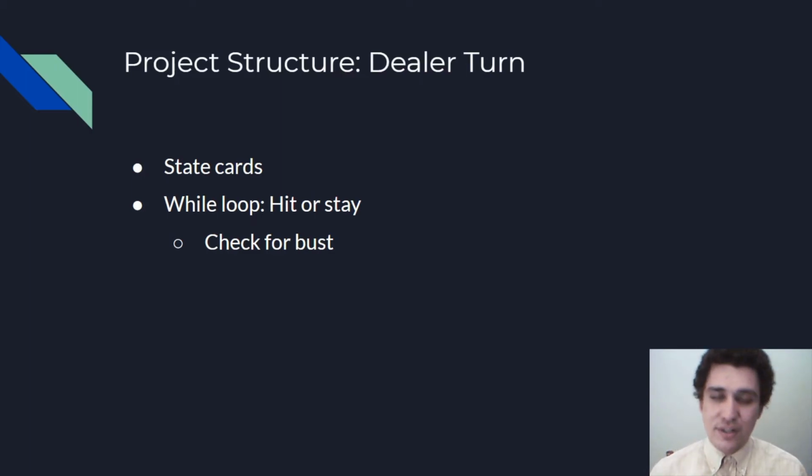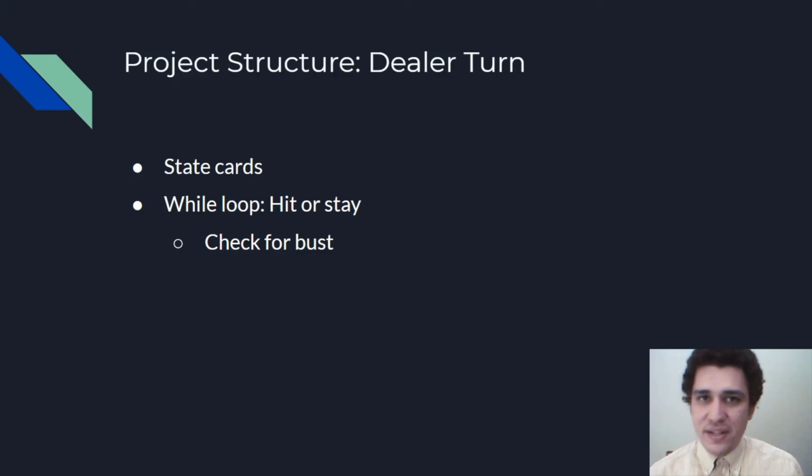The dealer's turn is structured very similarly, where it will state the cards the dealer has, and then enter into a while loop to decide whether or not the dealer will hit or stay. If the dealer hits and busts, the game is over. If the dealer hits and does not bust, they will be prompted again to see if they hit or stay. And if the dealer stays, then it will move on to the compare cards round.